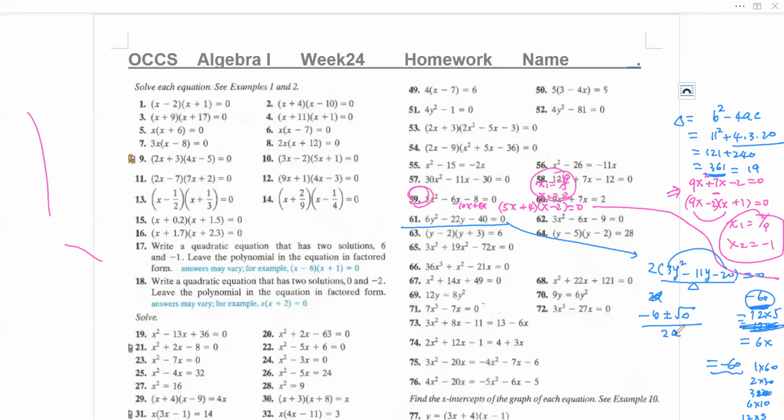All right, so this is the last method we will teach a little bit later here, right? So negative 11 plus or minus 19 over 6. So one of them would be what? So here is 8 over 6. The other one is negative 30 over 6. So one of the answers is 4 over 3. The other one is negative 5. All right.